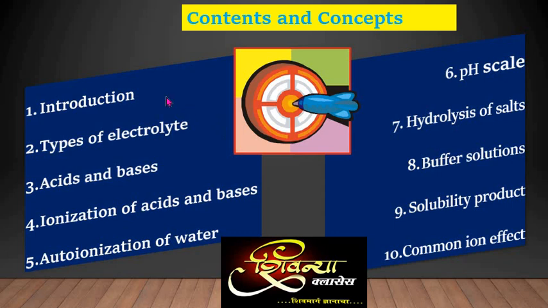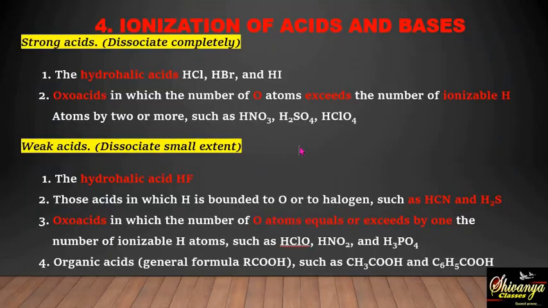In the first video we discussed the first 3 points, that is introduction, types of electrolytes, and acids and bases. In this video we are going to discuss from point number 4, that is ionization of acids and bases, autoionization of water, and pH scale. Okay, point number 4, ionization of acids and bases.